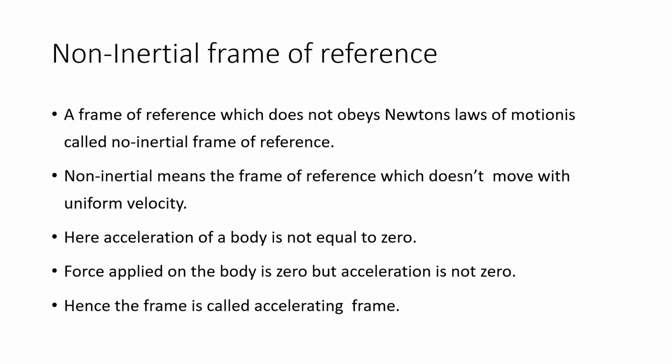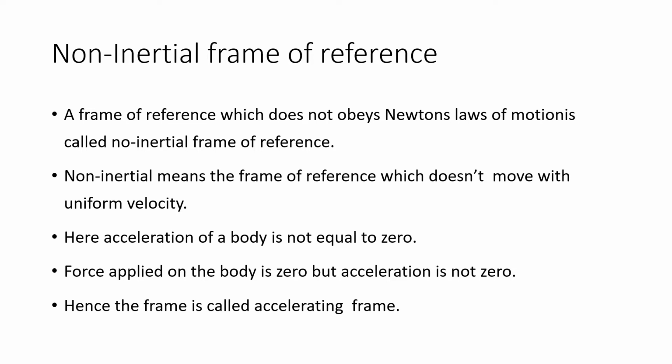Now the second type of frame of reference is the non-inertial frame of reference. For this we can state that a frame of reference which does not obey Newton's law of motion is called a non-inertial frame of reference. Non-inertial means the frame of reference which doesn't move with uniform velocity. It means that at a certain time it has one kind of velocity, and at another time its velocity is changed, that is called the non-inertial frame. And for this, the acceleration of the body is not equal to 0. It means that if the force is 0, the acceleration is not 0, but it has different values. If the force applied on the body is 0 but acceleration is not 0, hence the frame is called an accelerating frame.